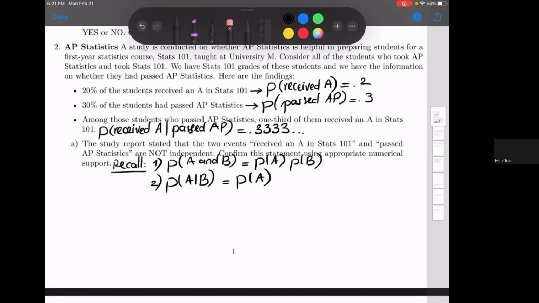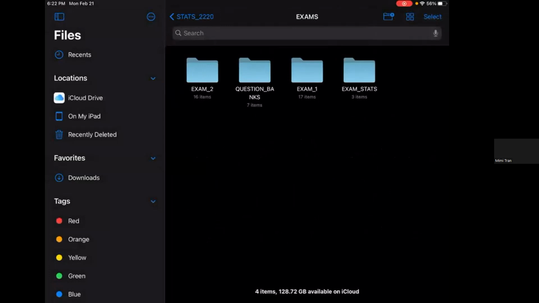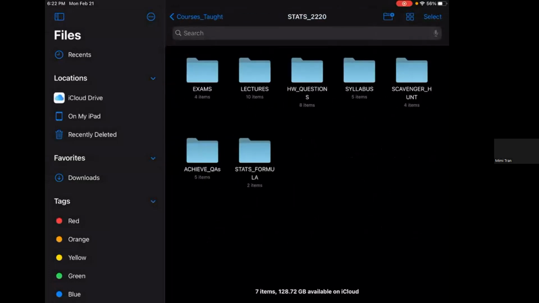You guys remember the addition rule? Solve for P of A and B, but I don't have the or. I don't have P of receiving A or pass AP. What I have is the conditional one. Let me remind you. Go back to lecture 13 again.